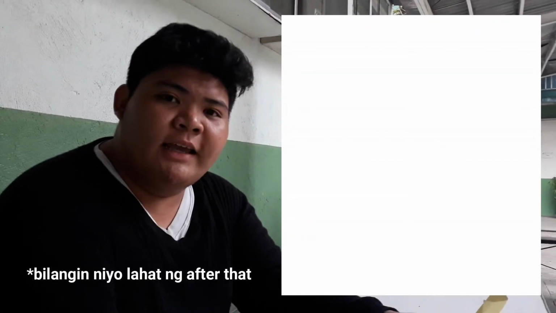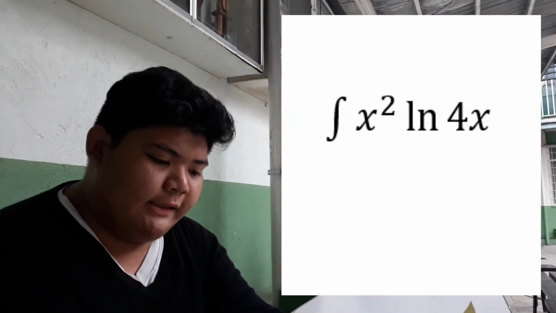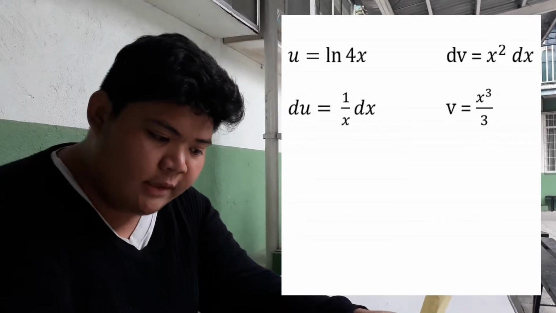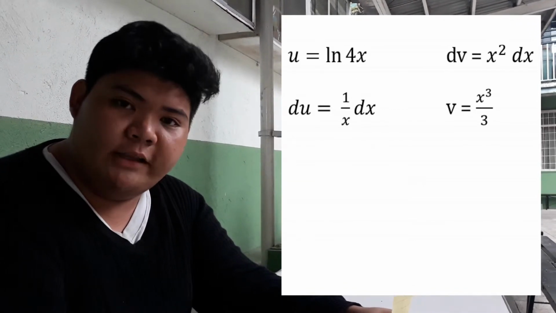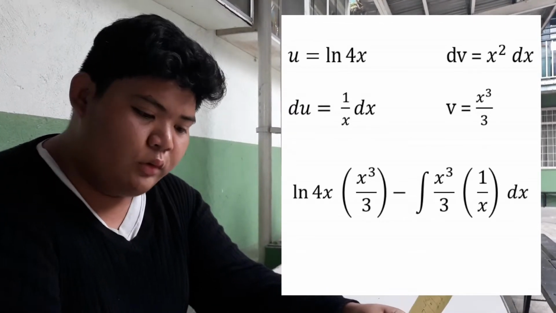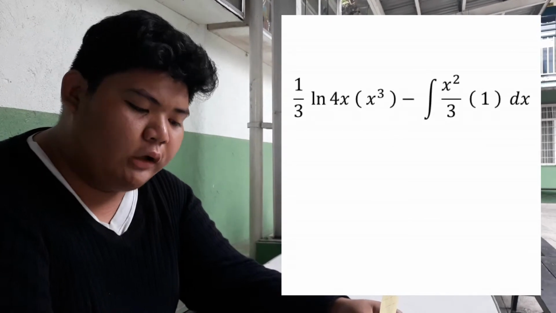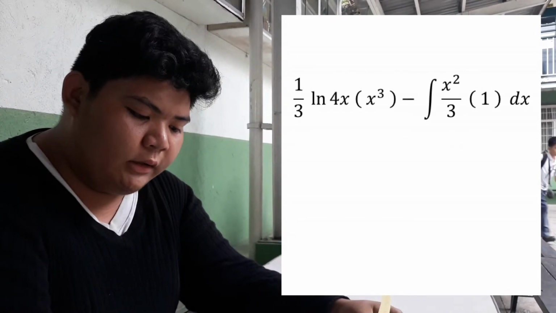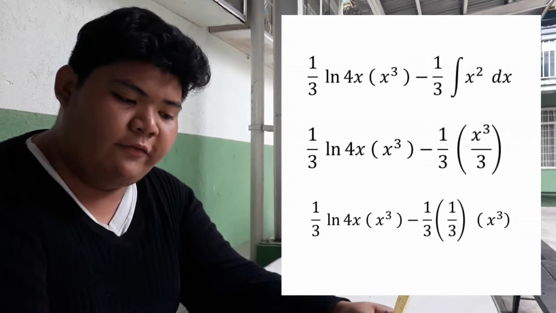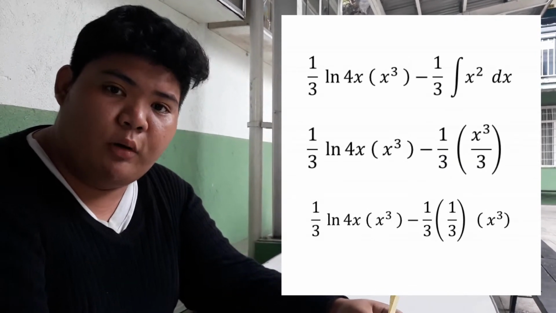So we're asked to find the integral of x squared ln 4x. So firstly, we get the values of u, du, v, and dv. And after getting the values, we implement the formula of uv minus the integral of v du. And after we get the formula, we substitute it into the given formula. And then after substituting it, we need to factor out 1/3 out of the x cubed. And after that, we could cancel x here so that it is remained 1. And after that, we get the integral of x squared so that it became x cubed all over 3.